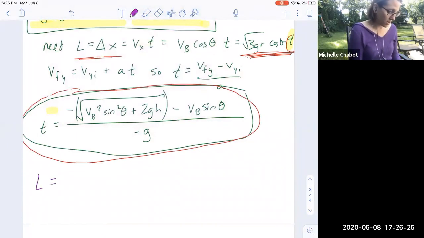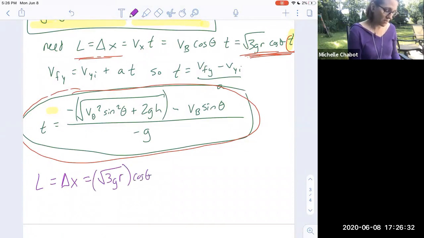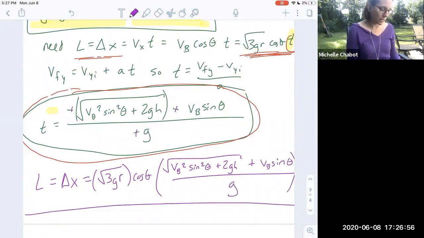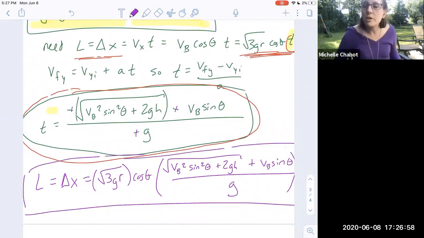And I then get that L, which is again equal to delta x, is the square root of 3gr times cosine of theta times, and then I'm going to just turn all of those to pluses, times this ugly, ugly thing, which is the square root of Vb squared sine squared theta plus 2gh plus Vb sine theta all over g, and that's all multiplied together. So if you were designing this roller coaster, you would have these general equations.